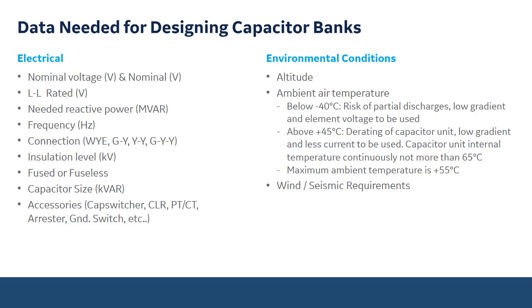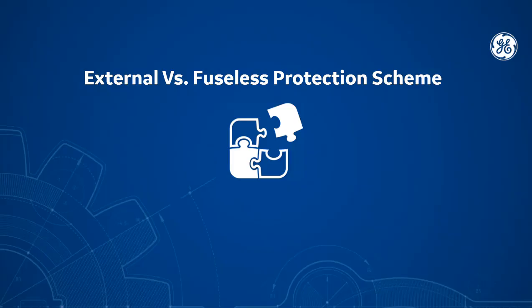And then lastly, wind and seismic requirements. Traditionally, GE can provide foundations at 90 miles an hour, but if you're going to include a seismic requirement to that, GE will additionally outsource reactions for that foundation load. Externally fused versus fuseless protection schemes.